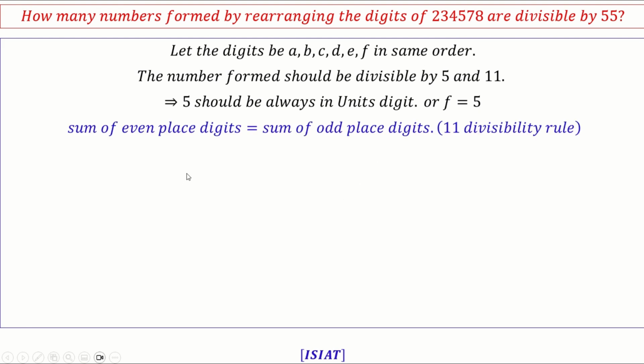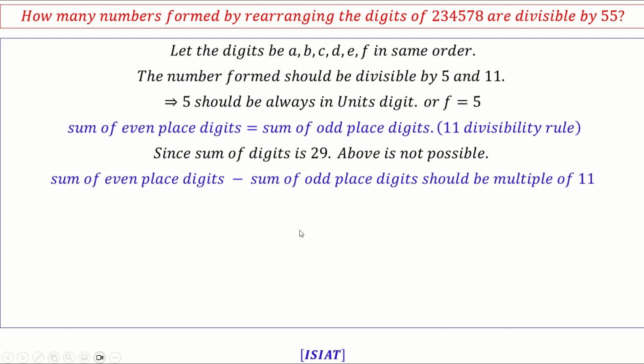Now the 11 divisibility rule, there are two rules. One is sum of even place digits equal to sum of odd place digits. But the given sum of digits is 8 plus 7, 15, 15 plus 5, 20, 20 plus 4, 24, 24 plus 5, 29. So 29 you can never make equal, right? You cannot divide it into 3 and 3 numbers which can be equal, correct? They cannot be equal. So this rule you cannot apply.